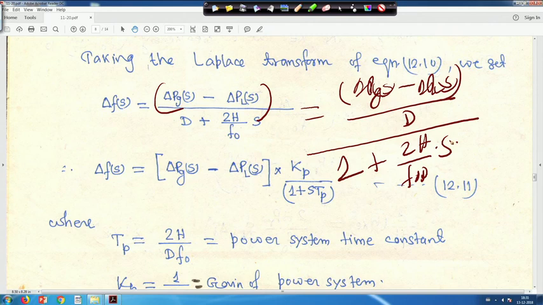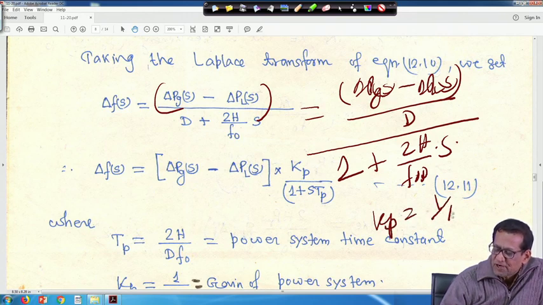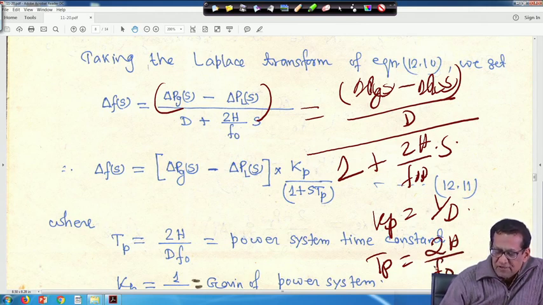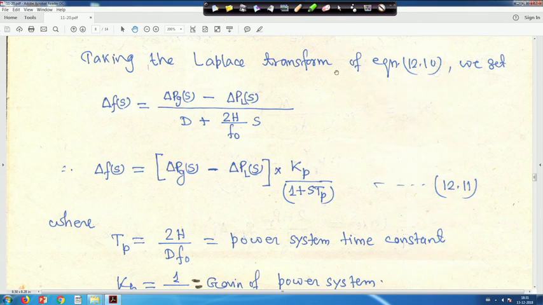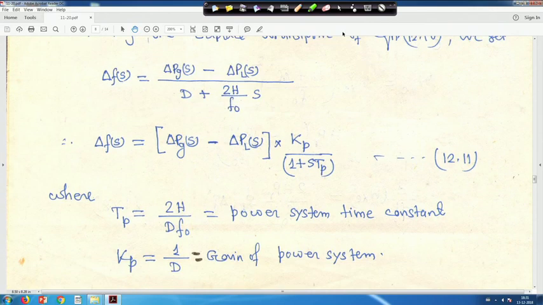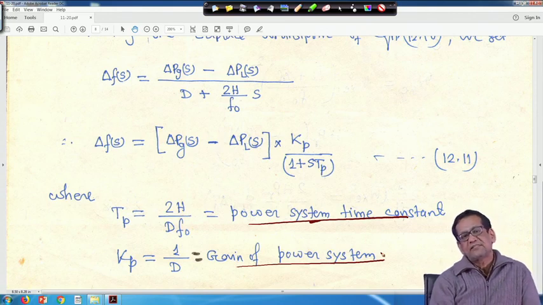So it will be 1 plus 2H upon F0 D into s. Let Kp be equal to 1 upon D and Tp be equal to 2H upon F0 into D. That means this equation can be written as delta Pg(s) minus delta PL(s) into Kp upon 1 plus sTp. Tp we call the power system time constant, and Kp equal to 1 by D is the gain of the power system. This way we define it.